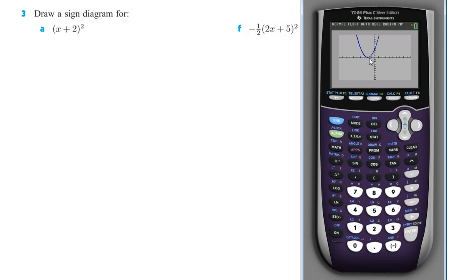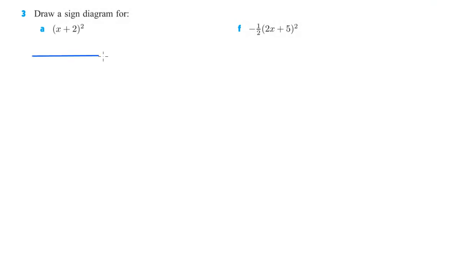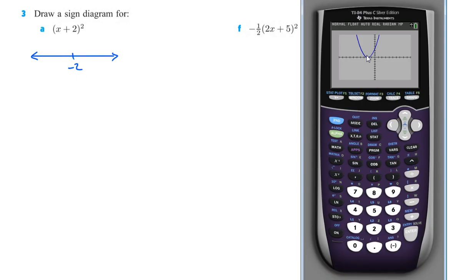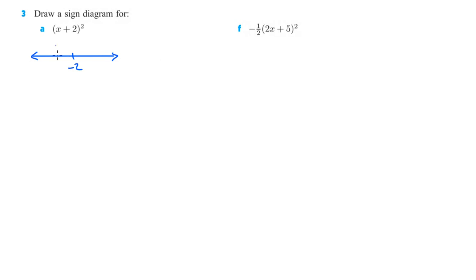All right, so if we're drawing our sign diagram there, it looks like it's hitting there at -2. So we draw this sign diagram here. We put -2 on there, and if you'll notice, it's positive to the left of -2 and it's positive to the right of -2. So positive, positive.